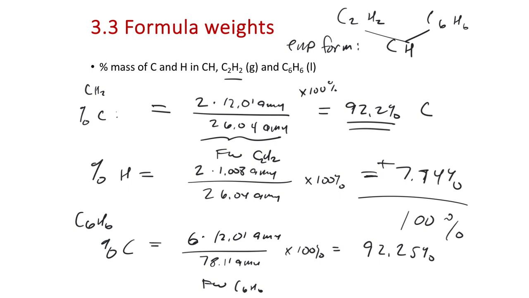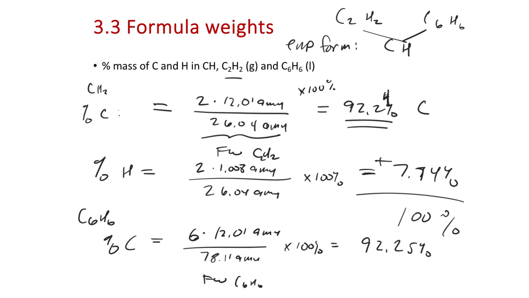And let me rework the previous one for C2H2. It's 92.24%. So the difference of 0.01 here is just the rounding errors that we could have gotten rid of if we were just a little bit more precise in our atomic weight. So in other words, the percent by mass of compounds that share an empirical formula are the same as each other. They're equivalent to each other within small rounding errors or small experimental errors.